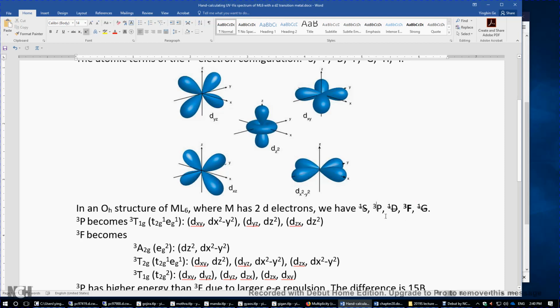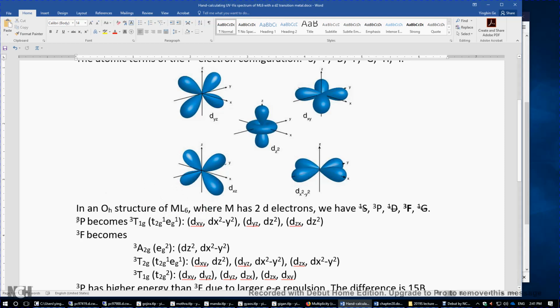And then we know that the transition from a triplet to a singlet is called spin forbidden. We will only look at the transitions between 3F and 3P. In particular, we're going to look at the excitation spectrum. Therefore, we'll just look at the transition from 3F to 3P. First, let's look at 3P. 3P becomes actually 3T1g symmetry in an octahedral structure of this transition metal complex.